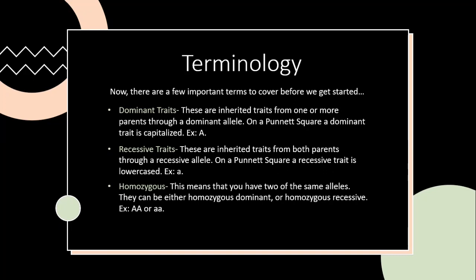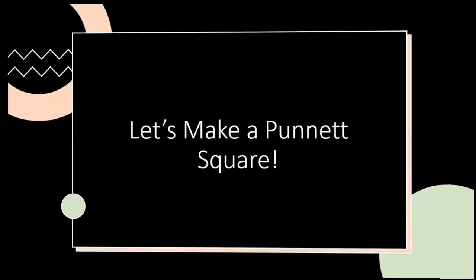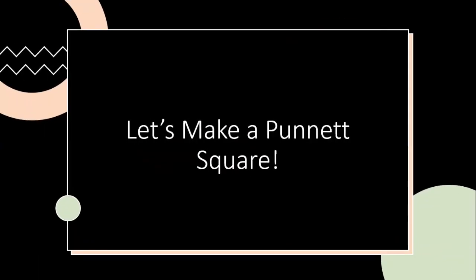Now, homozygous. This means that you have two of the same alleles. They can be either homozygous dominant or homozygous recessive. Heterozygous. This means that you have two different allele types. Now, let's make a Punnett square.